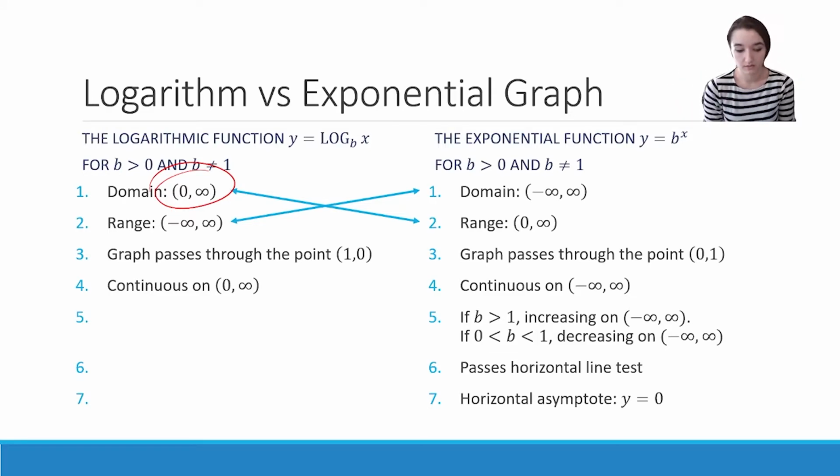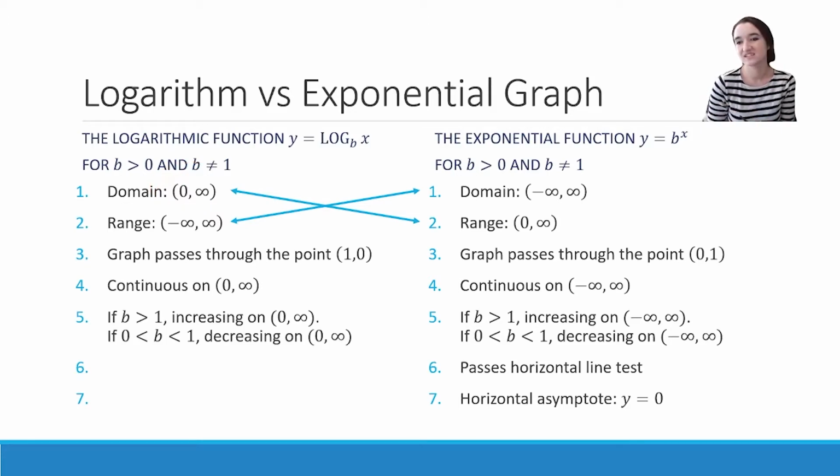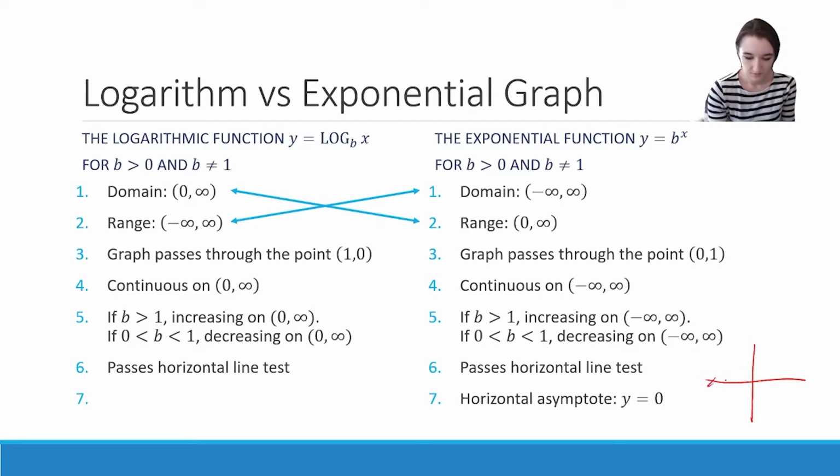If b is greater than 1, we're increasing the whole time. If b is less than 1, we're decreasing the whole time. Then for logarithms, we get the exact same property. Our graph of the exponential passes the horizontal line test, which it better do, considering that we have its inverse right here. So they both have to pass the horizontal line test. And finally, the exponential graph has a horizontal asymptote at y equals 0. So again, horizontal asymptote right here.